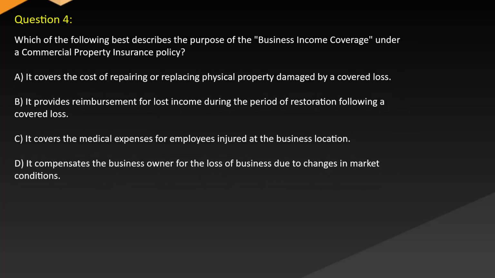Question 4. Which of the following best describes the purpose of the business income coverage under a commercial property insurance policy? A. It covers the cost of repairing or replacing physical property damaged by a covered loss. B. It provides reimbursement for lost income during the period of restoration following a covered loss. C. It covers the medical expenses for employees injured at the business location. D. It compensates the business owner for the loss of business due to changes in market conditions.